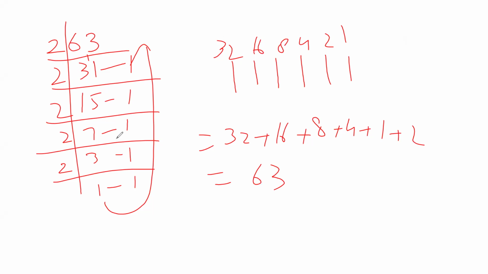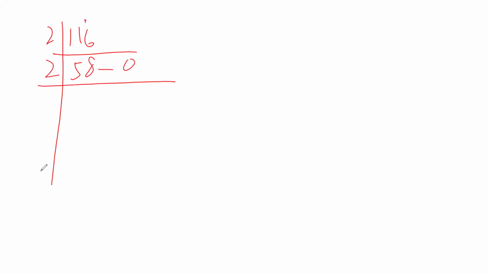Now I give you another number, a 3-digit number, like 116. 2 fives are 10, 2 eights are 16, zero, one more carry. Wait. 2 eights are 16, remainder zero. 2 twos are 4, 2 nines are 18, and zero remainder. Now 2 ones are 2, 2 fours are 8, and 1 remainder.